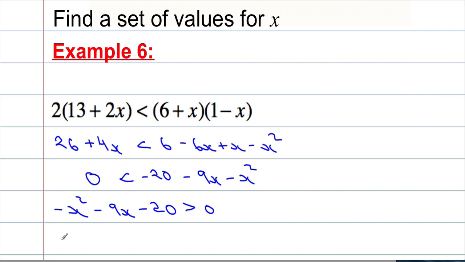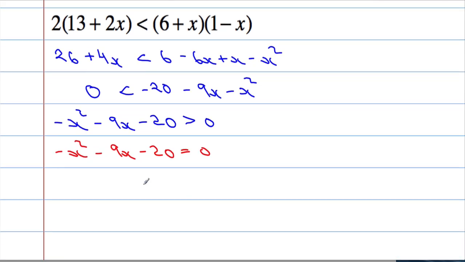Okay, now let's consider it equal to 0. So consider the quadratic equal to 0. So -x squared, subtract 9x, subtract 20 is equal to 0. And then what we can do here is multiply everything by -1. So we get x squared plus 9x plus 20 equals 0.